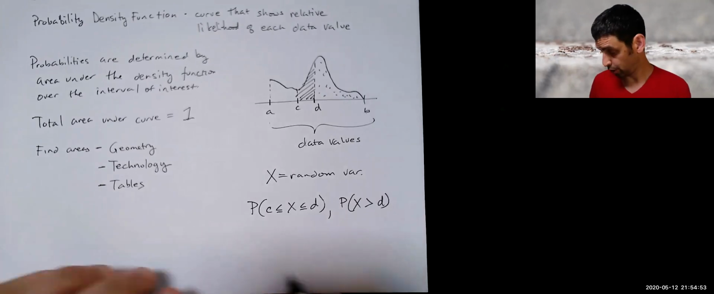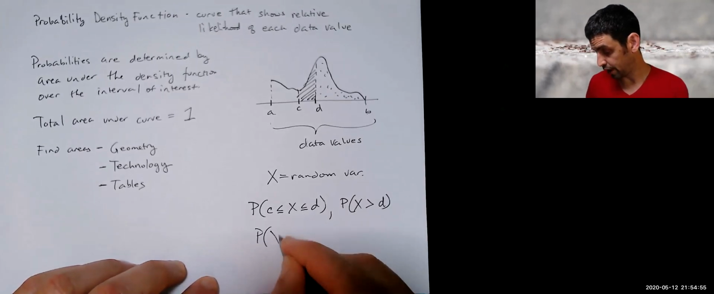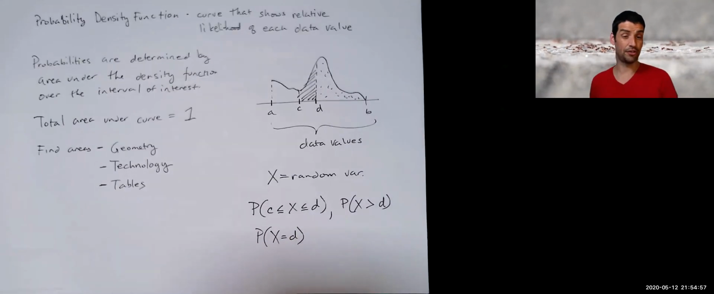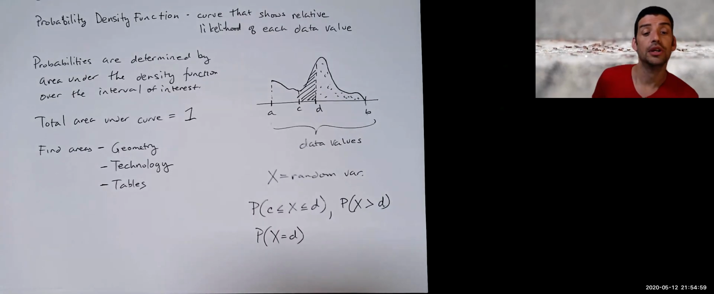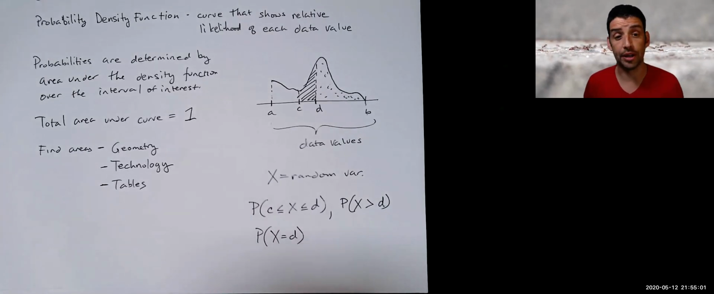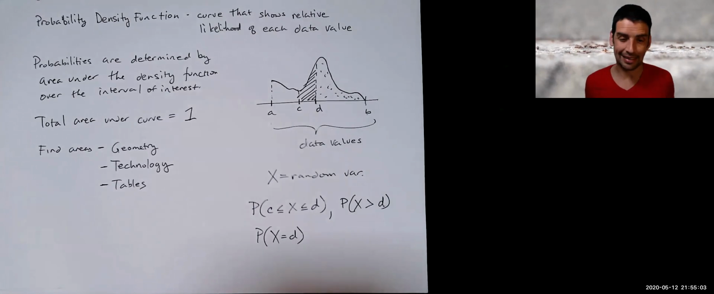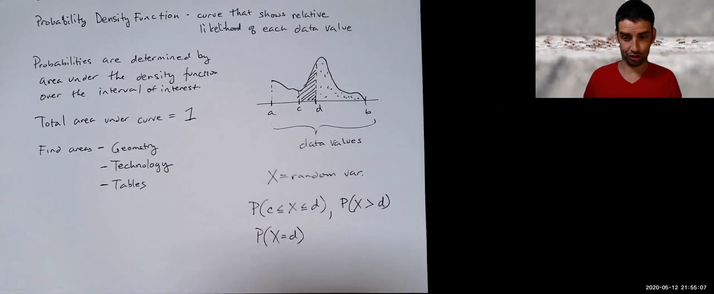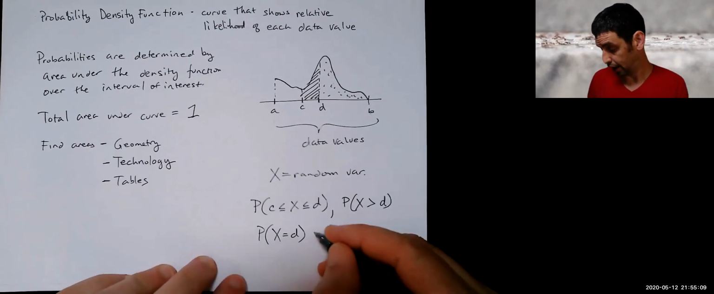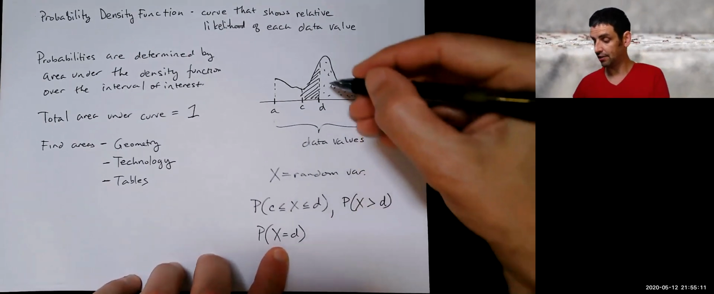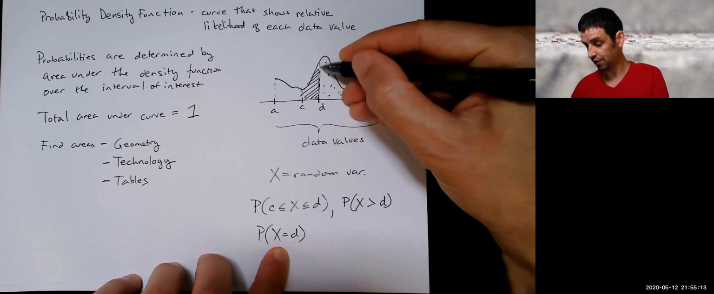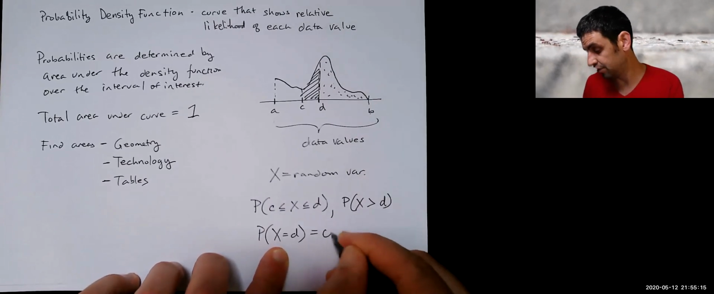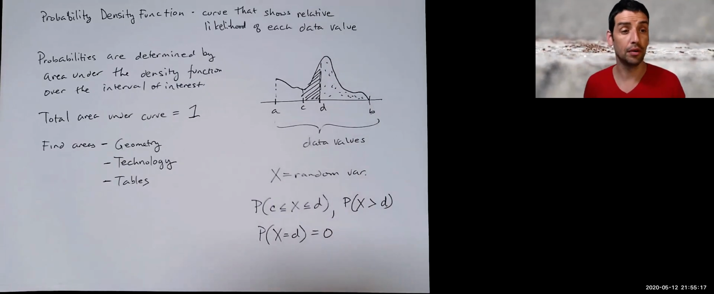We won't ask questions like, what's the probability that x is equal to a number? This is very different than what we do with discrete random variables. There's a complicated reason why. Let's just say that it's a rule. If we're talking about areas, equaling d is just a single line which has an area of 0, so those are always going to be 0.